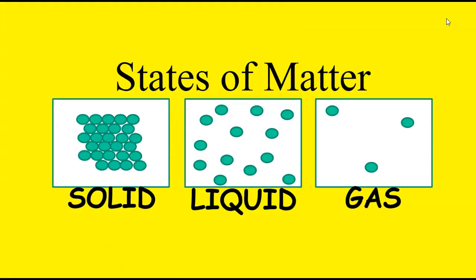All right, so again, the different states of matter. There are actually 5, but you are responsible to know information about the main 3 that you actually learned in elementary and middle school: solid, liquid, gas.